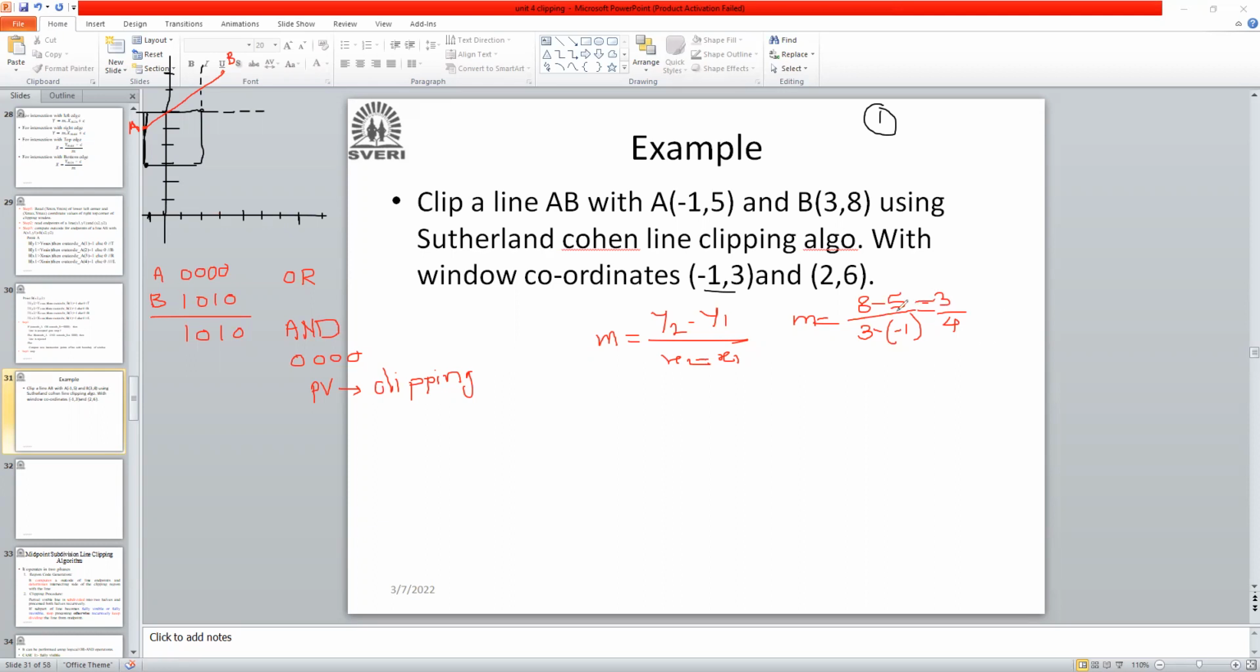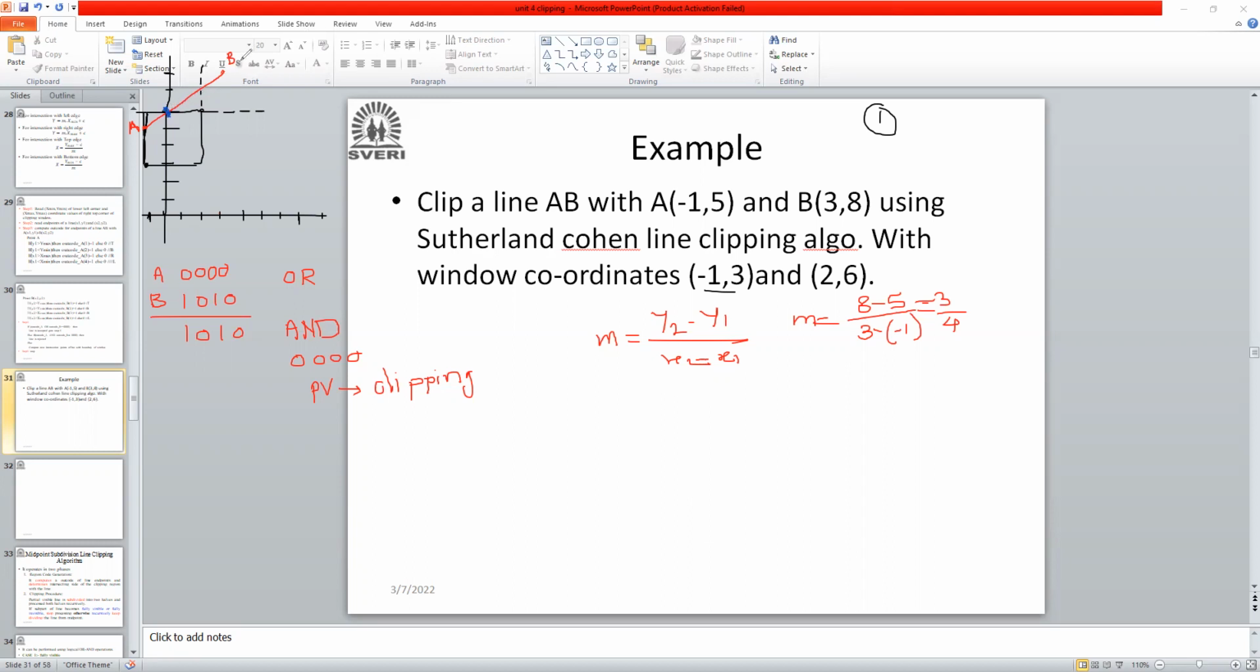Yes, ma'am. Boys side? Yes, ma'am. Okay, so I have got the slope, slope is 3 by 4. Then by using the same slope, I can find out this intersection point. Now what I have to do is find this intersection point, because this A is already visible. And this intersection point only I have to find out so that I can remove this portion of the line.